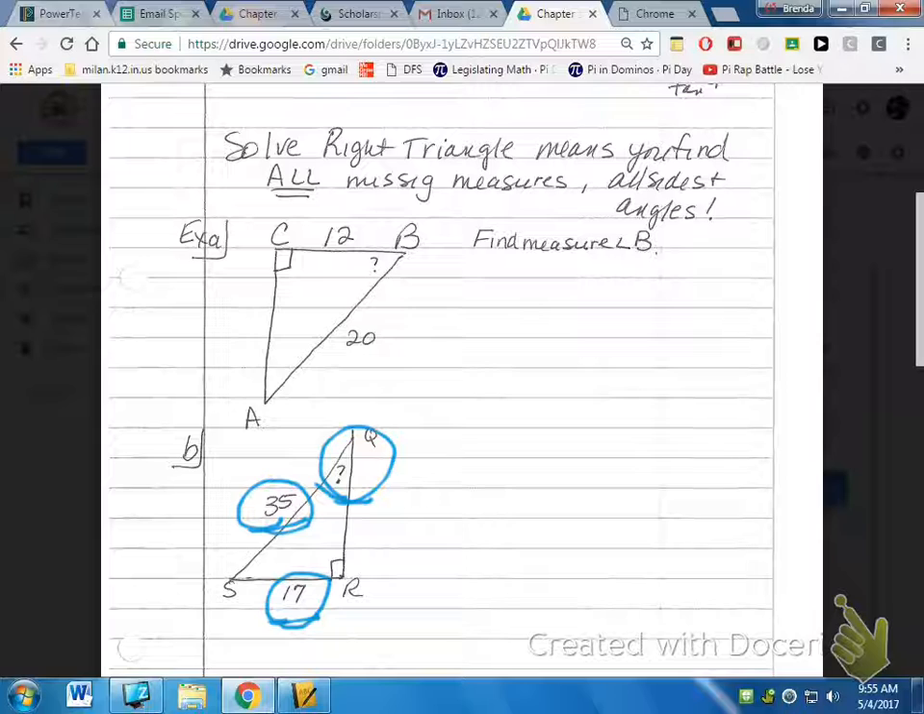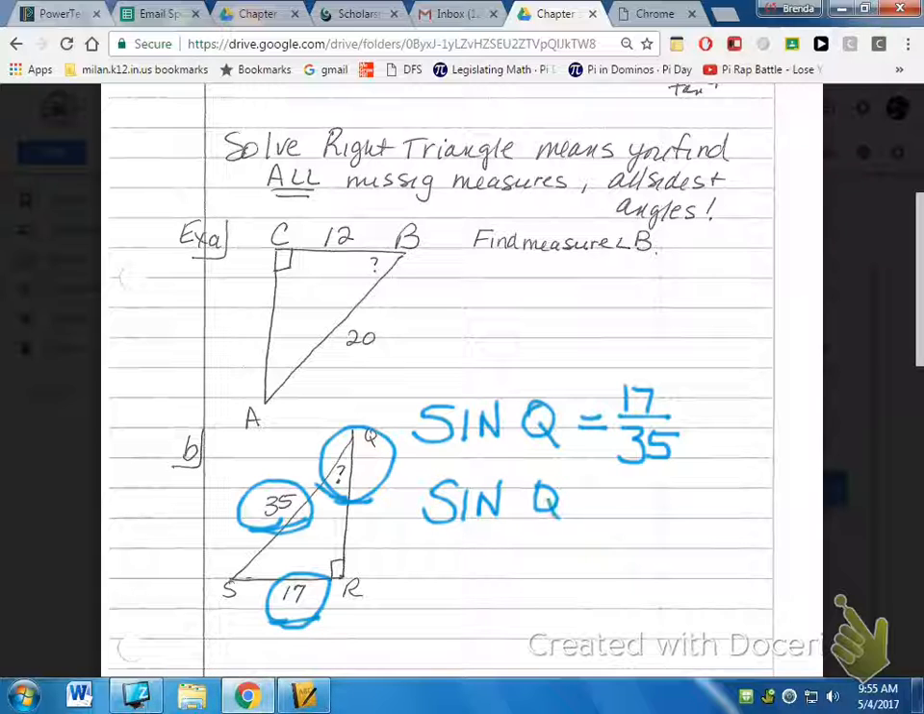Which trig function? Sine. So you would write sine of Q is equal to 17 over 35, opposite over hypotenuse. Then you take your calculator and you do 17 divided by 35, and you get 0.4857.